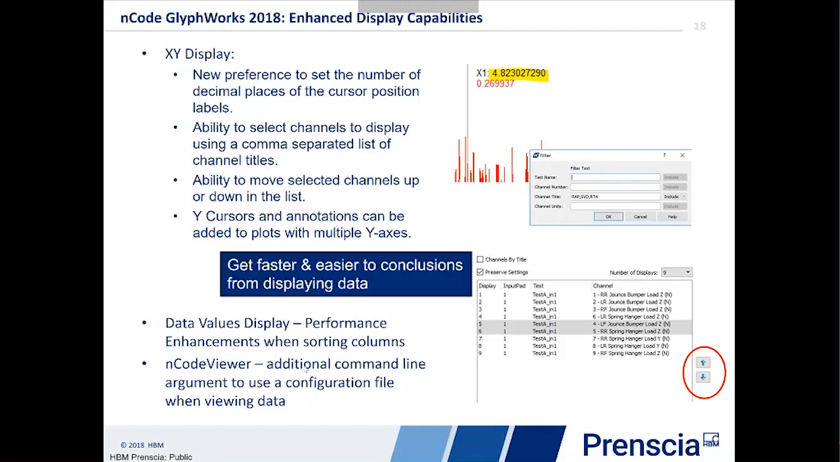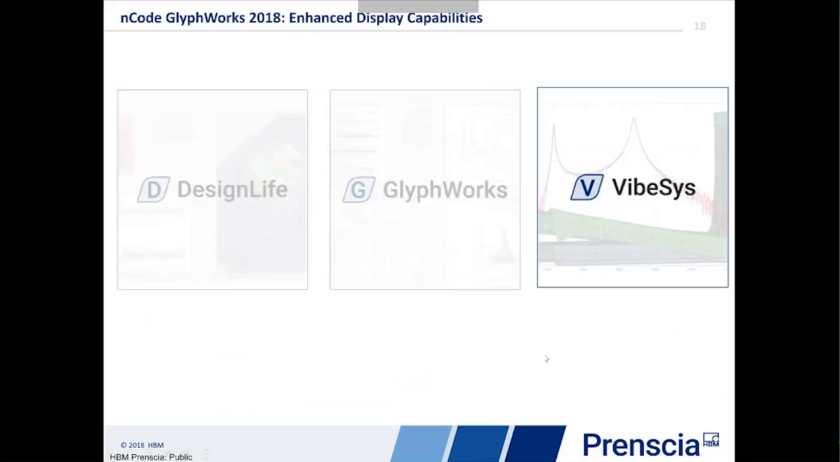So all these enhancements in the display have been made with the objective to get faster and easier conclusions from just displaying the data, right? The results or the raw data. But purely graphically, you should be able to use your engineering knowledge to make decisions based on that, and we made all this to make this task easier. So that's it. That was it for GlyphWorks.